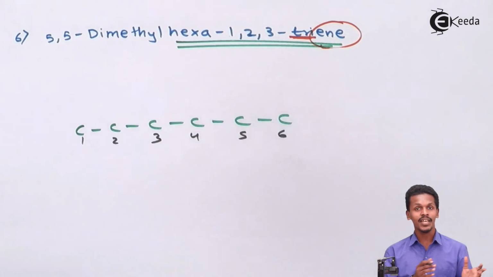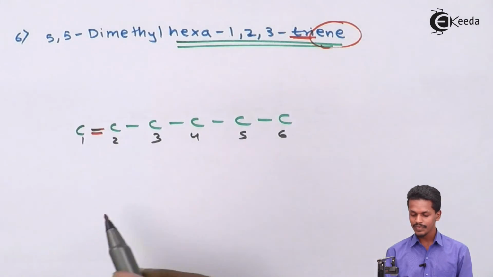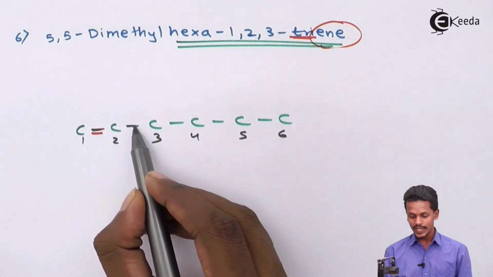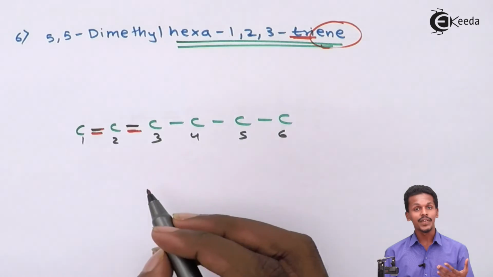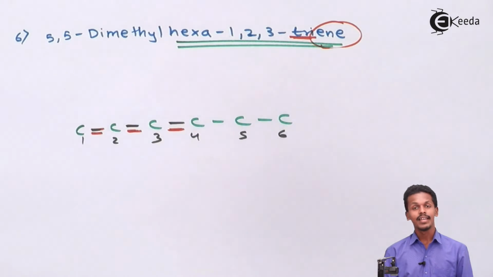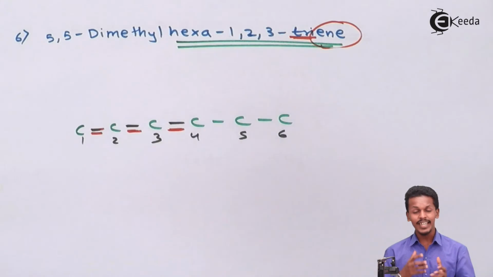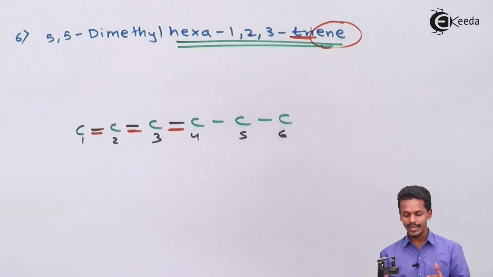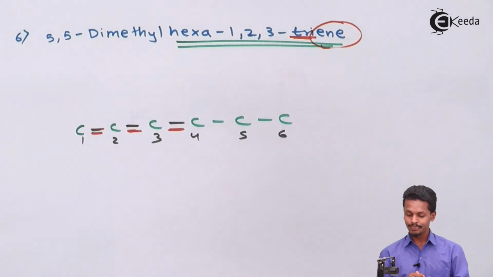So this is the position of the carbon-carbon double bond, which is 1, between carbon number 1 and 2, 2 which indicates between carbon number 2 and 3, and 3 which indicates between carbon number 3 and 4, or which we could also say that the double bond emerges from carbon number 3 to carbon number 4. So this is how we have drawn the structure regarding the suffix.